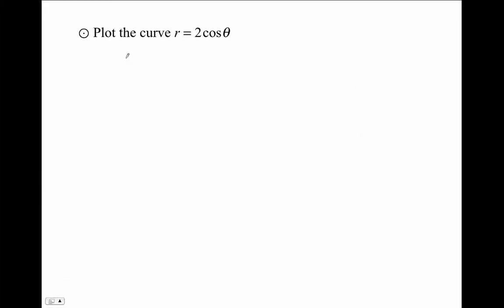Another example. Plot the curve r is equal to 2 cosine theta. It's not immediately obvious what it's going to look like, so let's give theta different values. Theta equals 0, r is 2 cosine of 0, which is 2. If I put theta equal to pi by 3, then r is 2 times cosine of pi by 3, which is a half, so this is 1. If I put theta equal to pi by 2, then r becomes 0. If I make theta go to minus theta, in other words, if I put minus pi by 3 or minus pi by 2, it will not change the value of r. R will go into r.